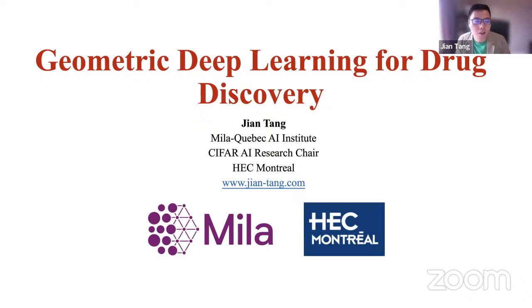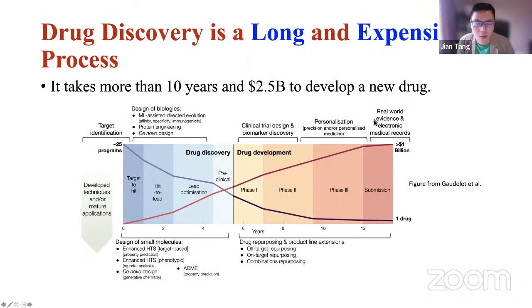So I'm going to talk about our recent work on geometric deep learning for drug discovery. Maybe I can start with an introduction on drug discovery. Drug discovery in general is a very long and also expensive process. If we want to develop a new drug, it takes more than 10 years and costs like $2.5 billion US. A typical process of drug discovery is like this.